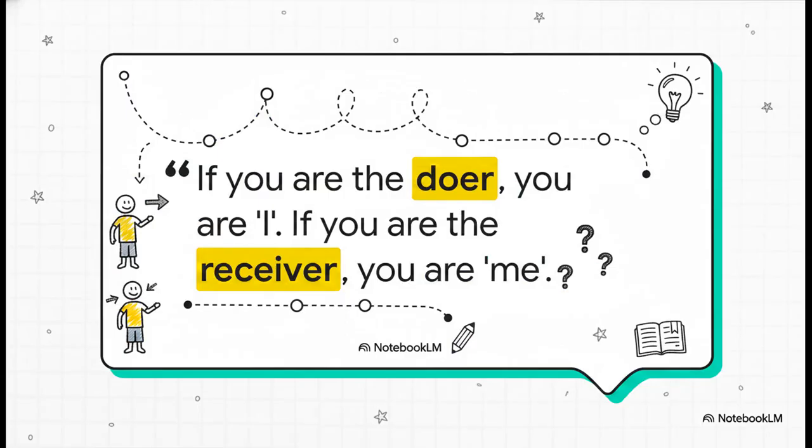I'm going to leave you all with this final, thought-provoking question. If you are the doer, you are I. If you are the receiver, you are me. So in the sentence of your life, who are you writing about? Think on that. I really hope this explainer leaves you thinking about grammar in a whole new, memorable way.